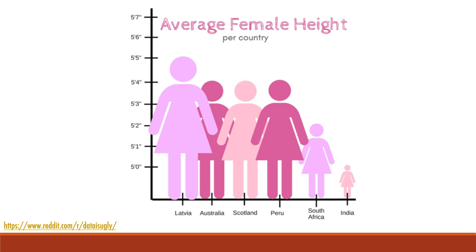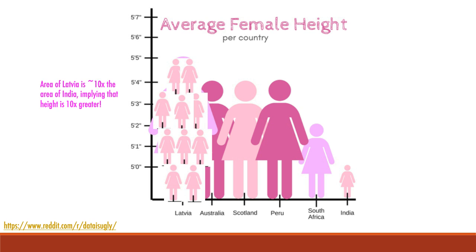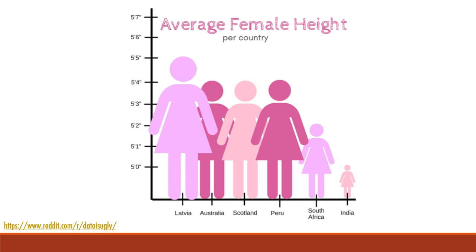This also has a second problem, though. They are not only using the heights of these figures to represent the numbers, but they are also increasing the width of these figures. And so now area rather than height is being used to visually represent the numbers. And that's a problem because you can see that the area of the figure from India is about 10 times less than the area of the figure from Latvia, giving you the visual impression that Latvian women are 10 times as tall as Indian women.